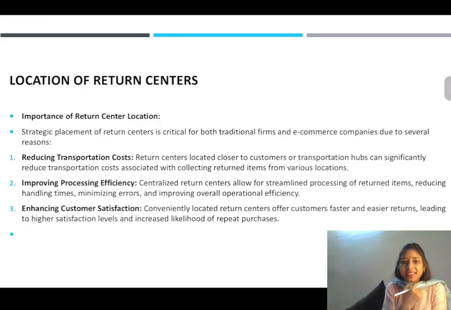Good morning, class. Now we'll be discussing the location of the return centers. We'll be discussing how we choose the location of the return center and what is the role of the data analytics in choosing or locating the return center. So let's understand the importance of the return center location.